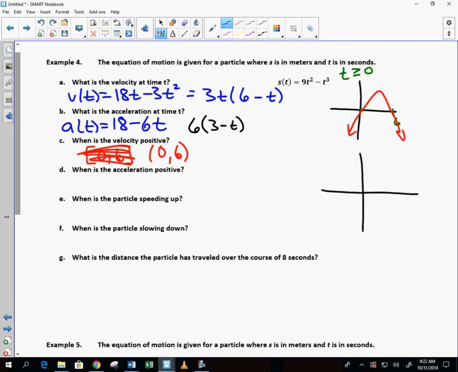So what kind of shape does that make? It's a line, and it passes through 3. And does it have a positive slope or a negative slope? Negative slope. So the question is, when is the acceleration positive? From 0 to 3. We're looking for where this is above the x-axis. And we're not going to say from negative infinity to 3 because we're only going to talk about positive time. Better?